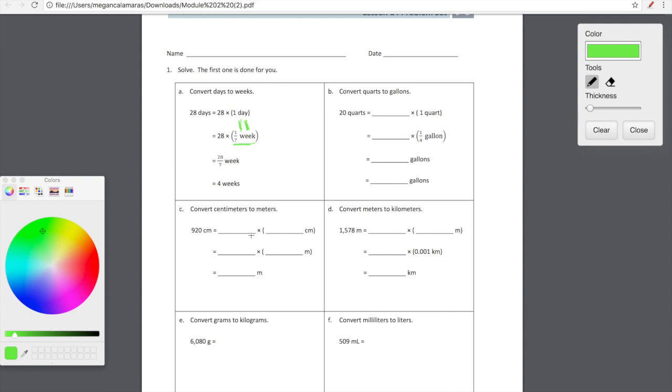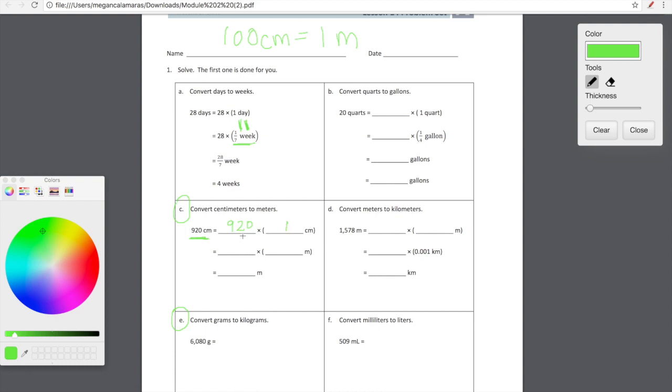Let's go ahead. We're going to look at C and E right now. And we're using metric conversions here. We're converting centimeters to meters. You guys should be very comfortable with the fact that we will find 100 centimeters in 1 meter. Okay, so let's look at this one here. First line, again, we're just unpacking what we're starting with. 920 centimeters. Let's unpack that. 920 centimeters is equal to 920 copies of 1 centimeter.